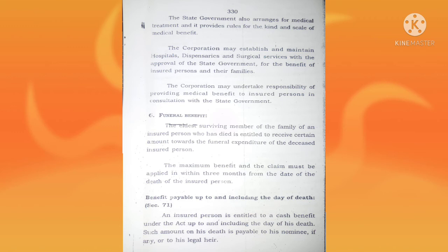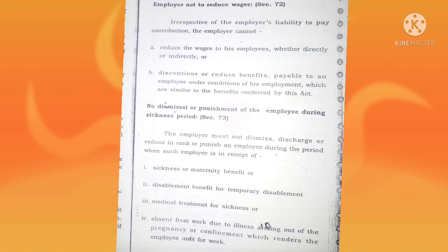An insured person is entitled to a cash benefit under the Act up to and including the day of his death. Such amount on his death is payable to his nominee, if any, or to his legal heir. Employer not to reduce wages, section 72. Irrespective of the employer's liability to pay contribution, the employer cannot reduce the wages of his employees, whether directly or indirectly, or discontinue or reduce benefits payable to an employee under conditions of his employment which are similar to the benefits conferred by the Act.